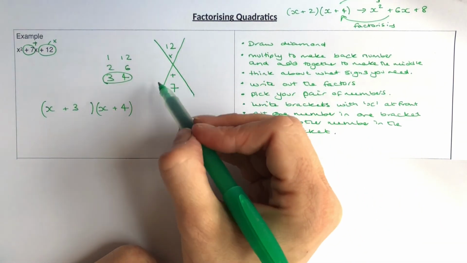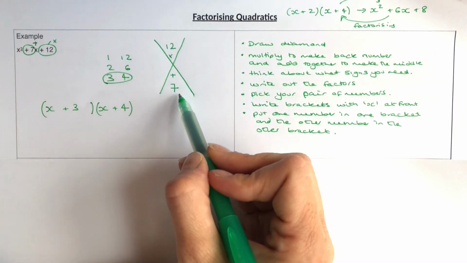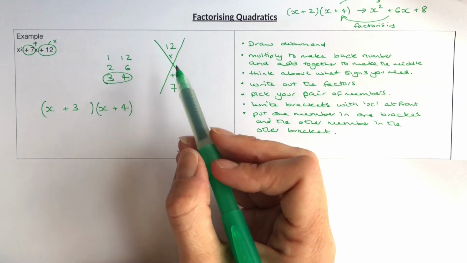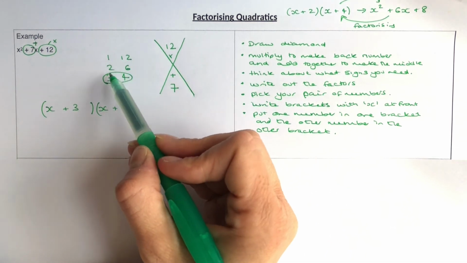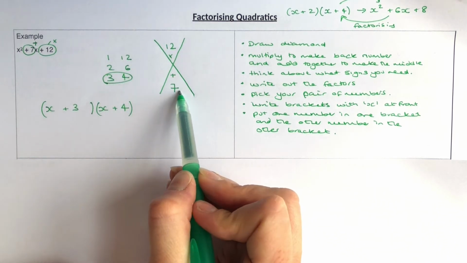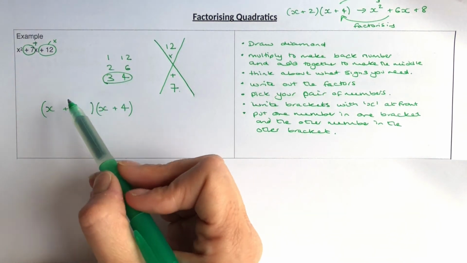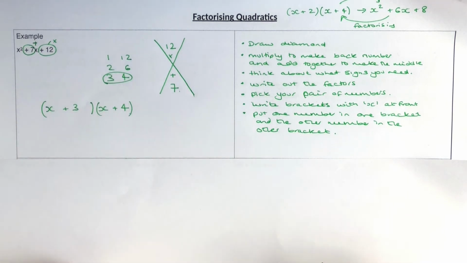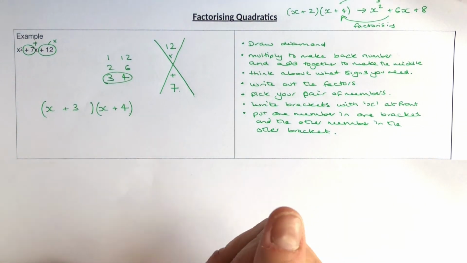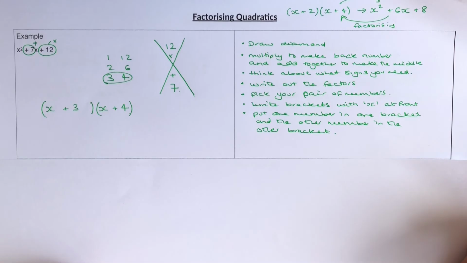Okay, so we draw a diamond. We need two numbers that times together to make 12 and add together to make 7. Think about what signs you need, so they both need to be positive. We wrote out our factors. We picked our pair that times together to make 12 and added together to make 7. Write out your brackets with the x at the front or whichever letter it is. Put one of the numbers in one bracket, one in the other, and you're factorised. If you want to double check it, you could draw out a grid, multiply them through, and when you do that, you should get back to your question. Okay, so I've got 4 questions for you to do now. Press pause, have a go, and then we'll move on.